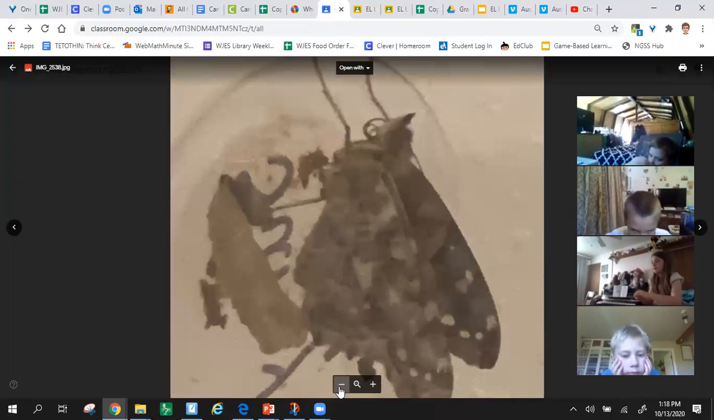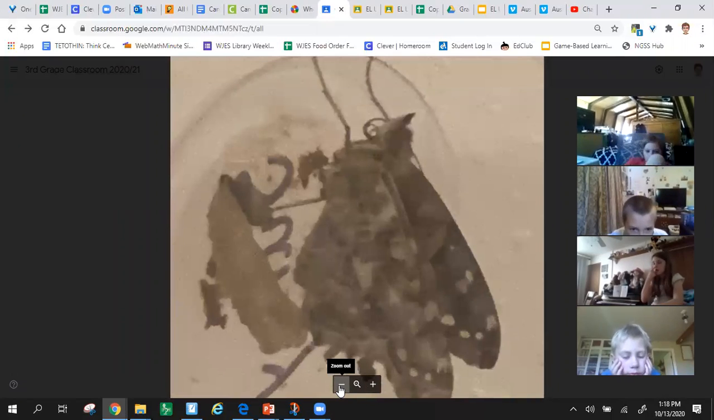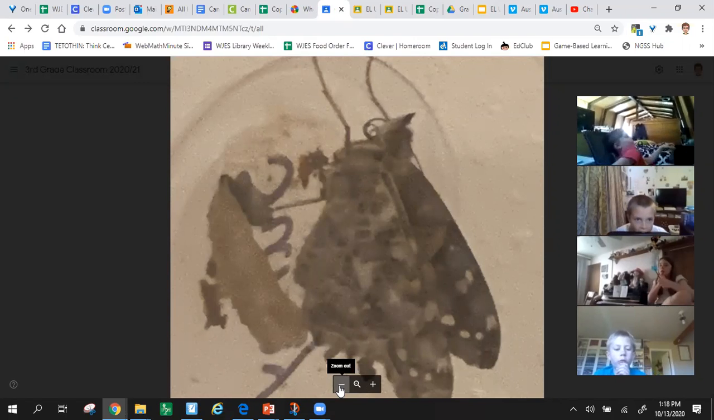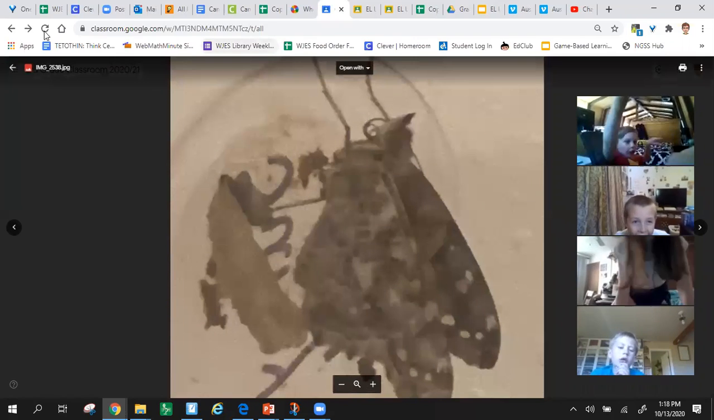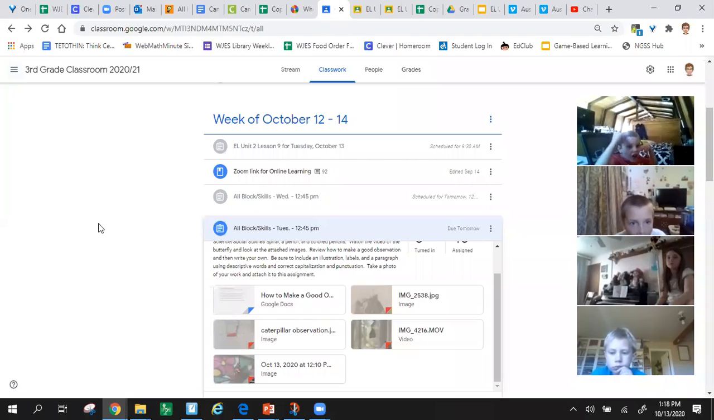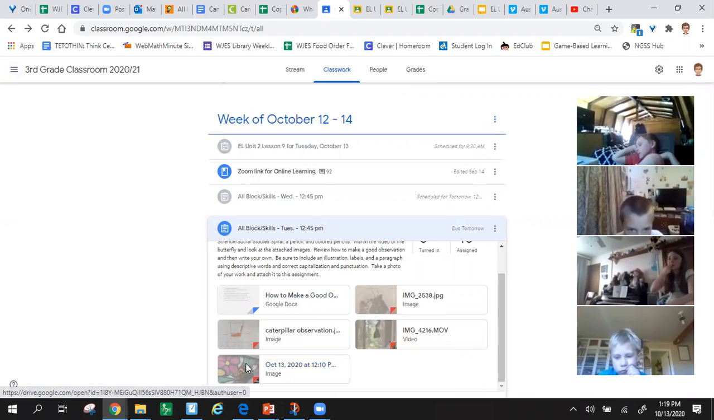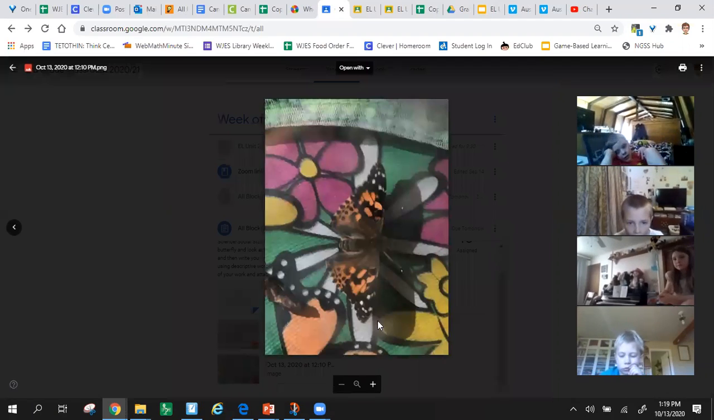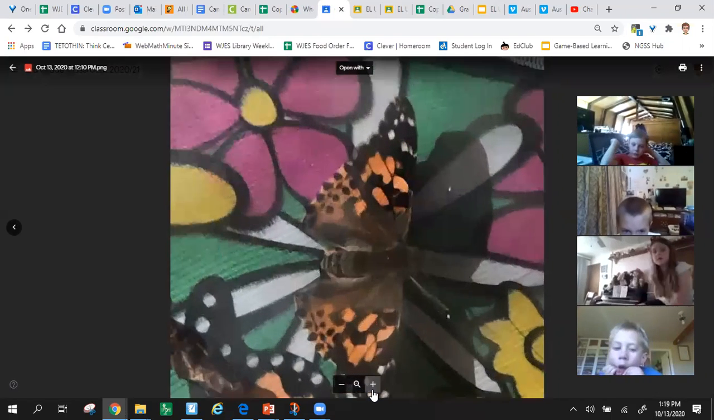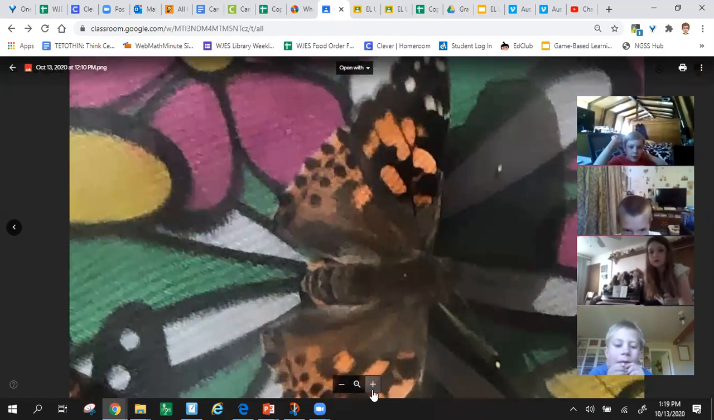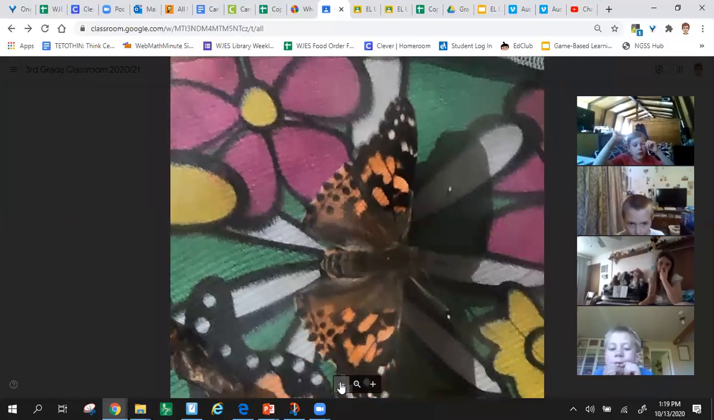Which stage is this, Robert, of the caterpillar's life or the butterfly's life cycle? Do you know which stage it is? The adult. It is the adult stage. Good job. So we're looking at the adult stage. We missed the egg stage. We saw the larva stage, which was the caterpillar. We saw the pupa stage, which was the chrysalis. And now we have the beautiful, this is one just taken at lunchtime by Mrs. Harrison. We have the adult butterfly.